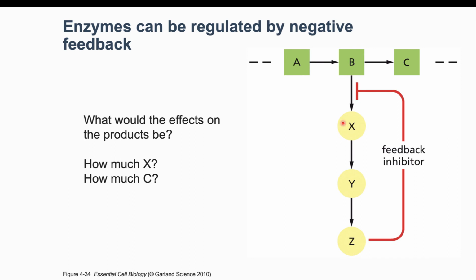which would result in less production of X. If, as we said before, B was in limited supply, and now we're no longer making X, we would expect that levels of C would actually increase because this enzyme, as long as there's plenty of it around, now has more substrate to make C.